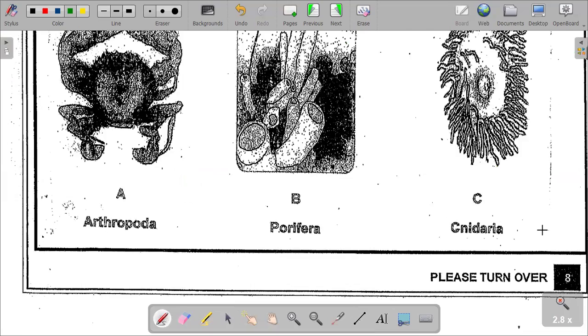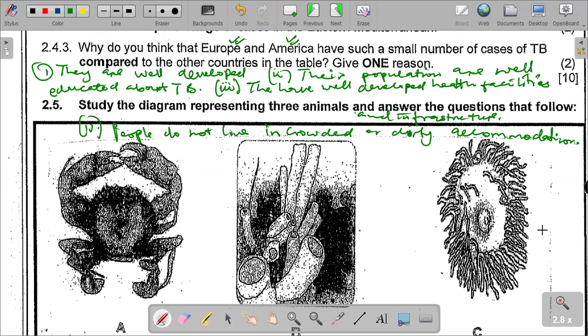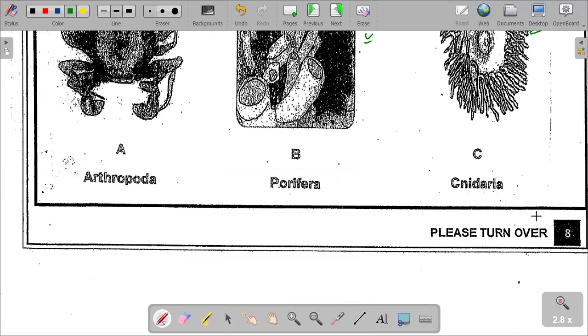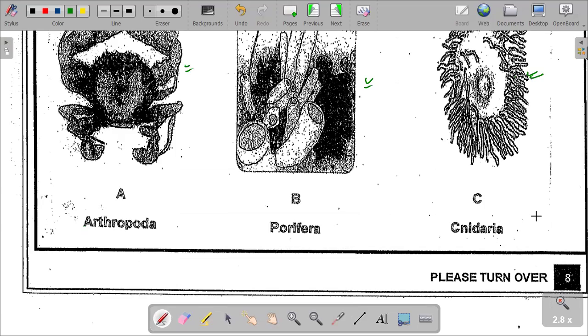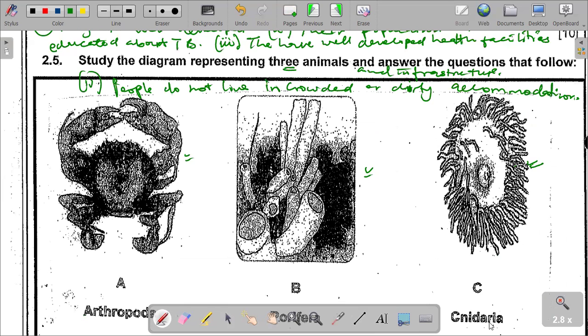Next question, we have got a diagram representing three animals, A, B, and C. There are three animals that are represented here. Let's just see the question. The diagram represents three animals.